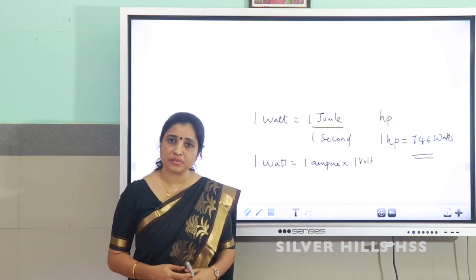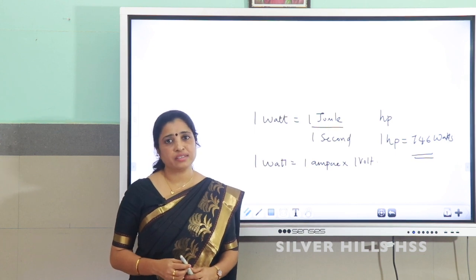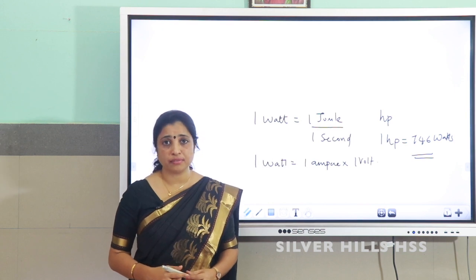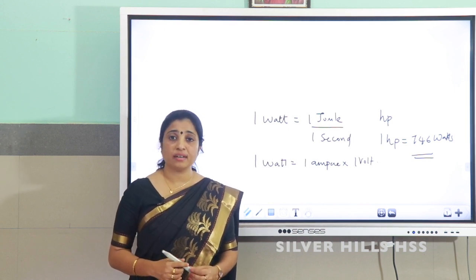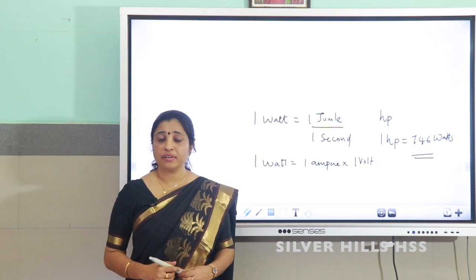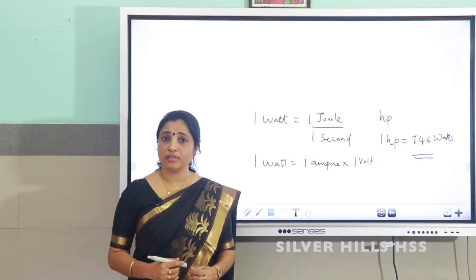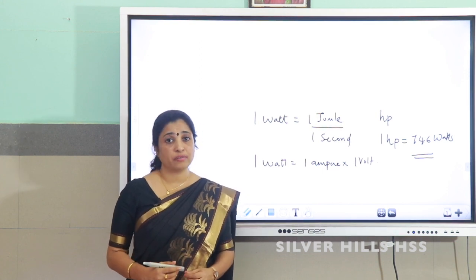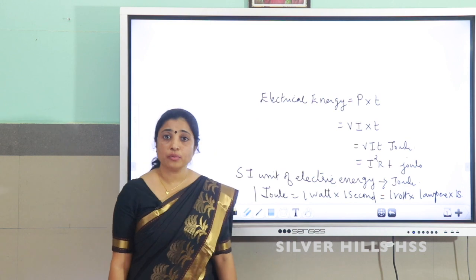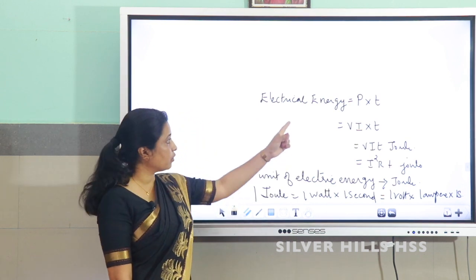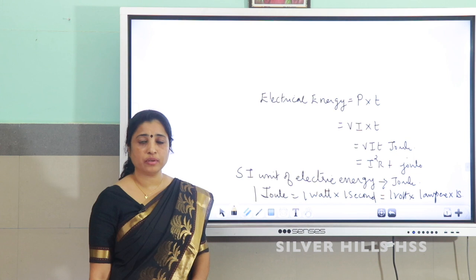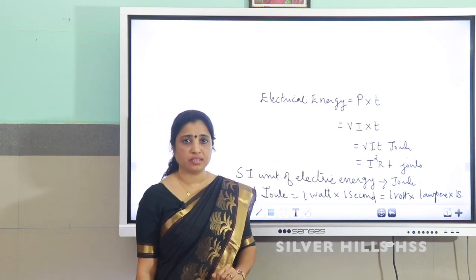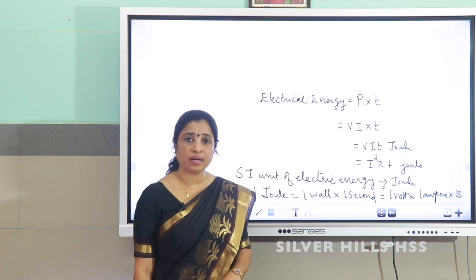Now let us see what is electrical energy. Electrical energy is actually the total work done or the energy supplied by the source of EMF in the circuit to maintain current in the circuit. The electrical energy mainly depends on the power of the appliance connected in the circuit and the time for which this power is maintained. So we have seen electrical energy is equal to power into time. Power is equal to potential difference into current. So you can write it as VIT and also it can be written as I square RT.